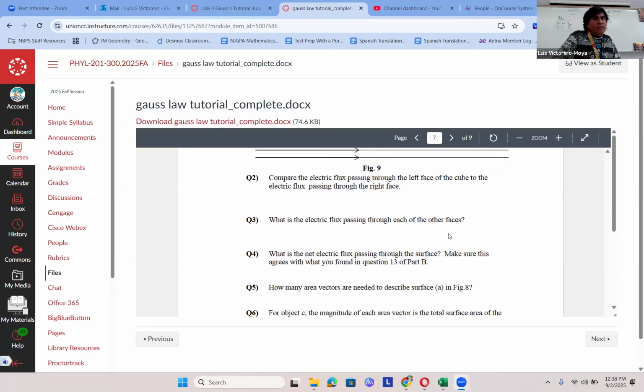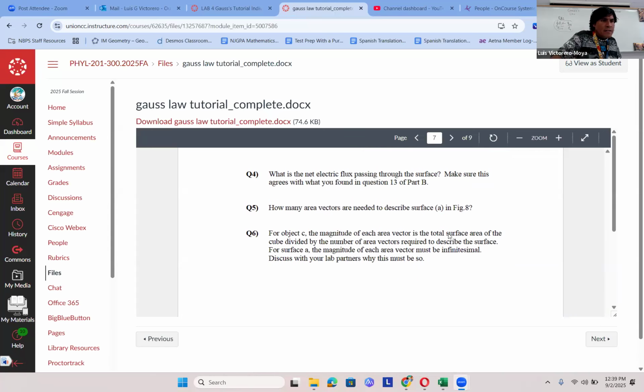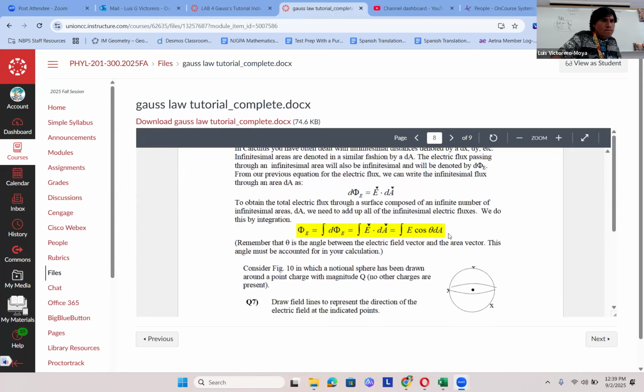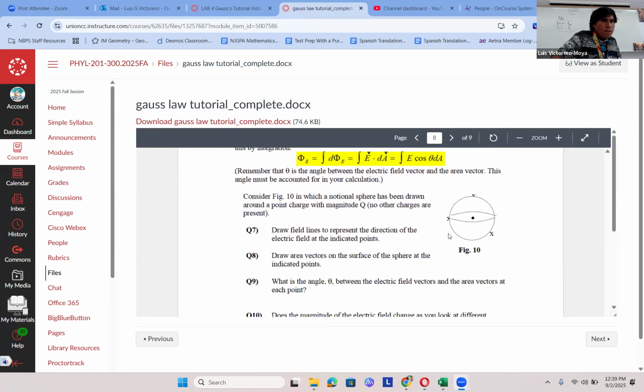The net electric flux for an enclosed surface is always the charge enclosed divided by epsilon naught. So you can just answer it like that. And for the sphere, it is what I did at the beginning.